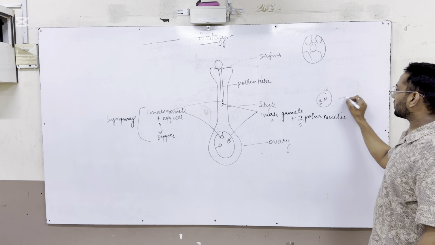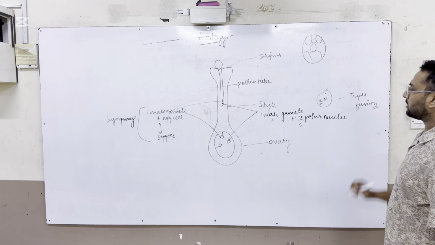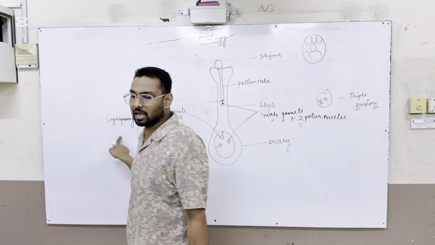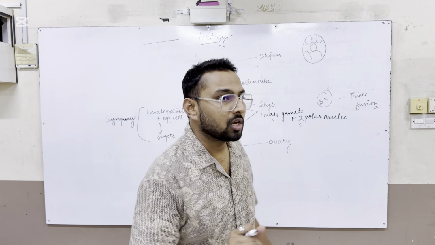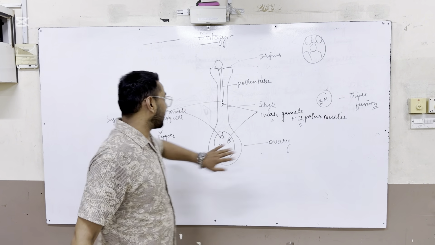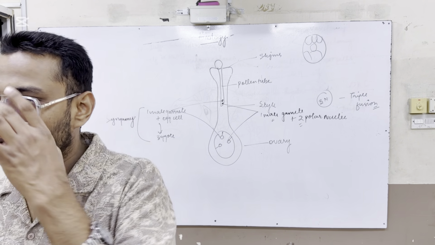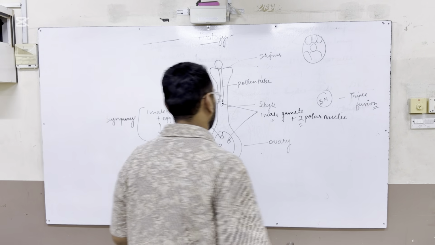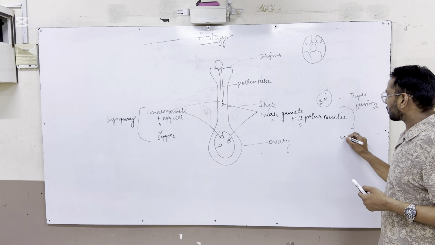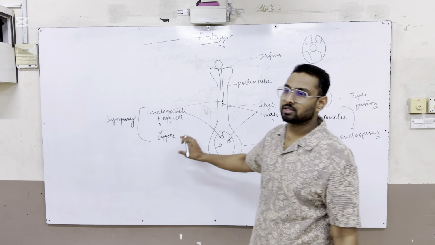This is why it is called triple fusion. What is it called? Triple fusion. The other one is called syngamy. Syngamy is the actual fertilization. So basically we can say double fertilization is syngamy followed by triple fusion. This triple fusion will lead to formation of endosperm. This endosperm will act as a reserve food material for the growing zygote.